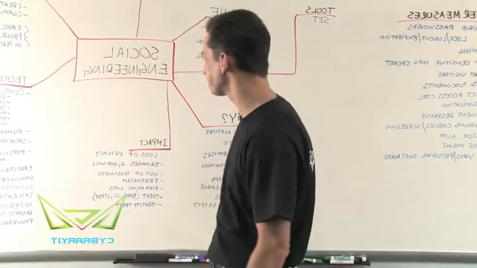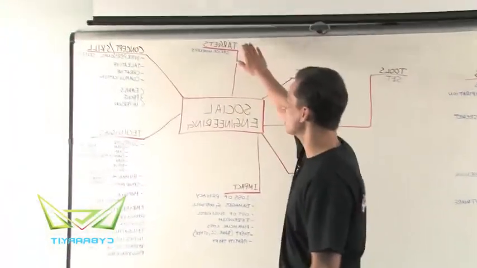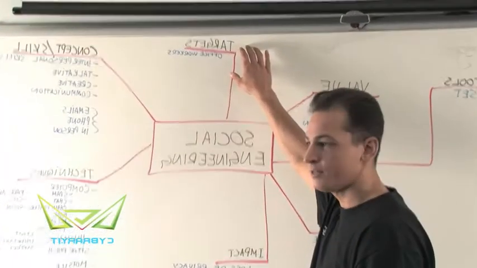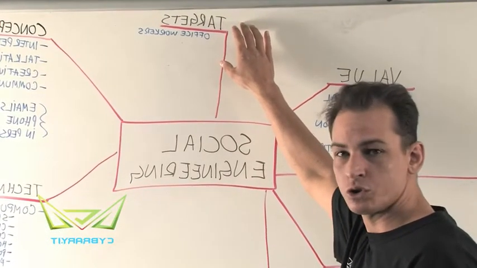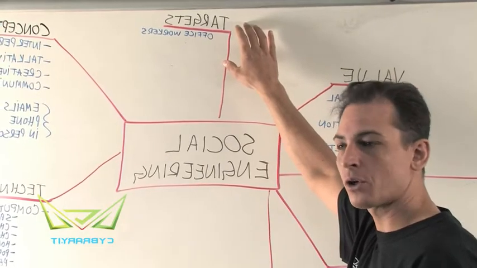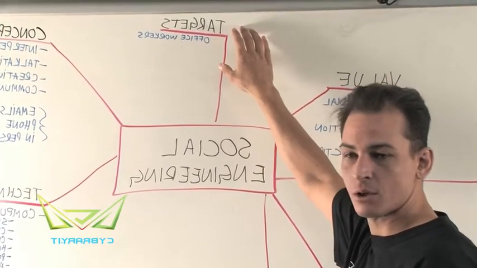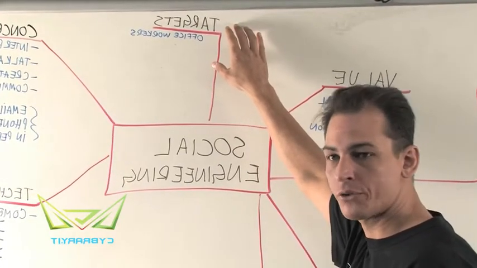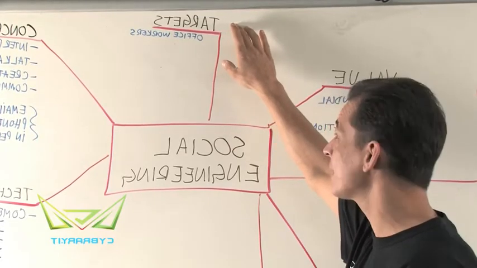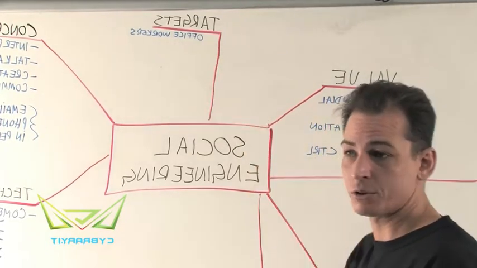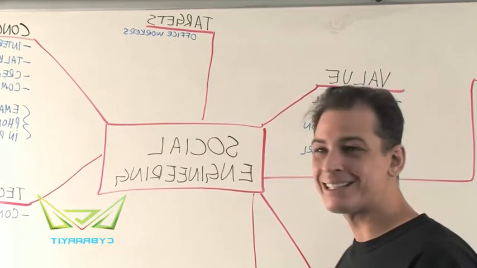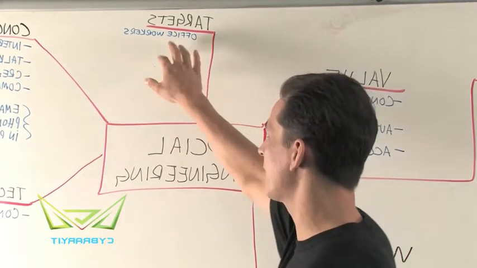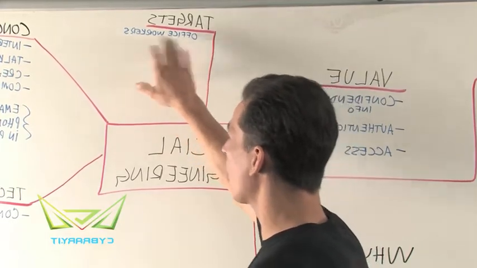Let's take a look at the targets here. The targets are often office workers because they are the closest to our assets, or the closest to the things that corporations typically want to protect. It's certainly not limited to office workers. I mean, realistically, anybody can be socially engineered. But in the context of this module, we'll keep it at office workers.